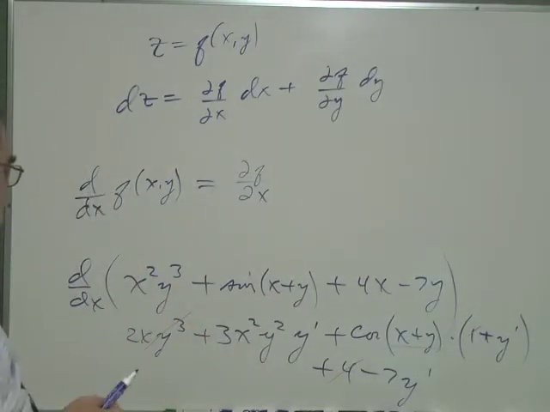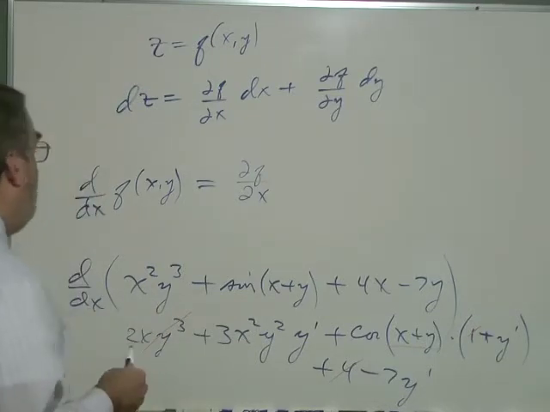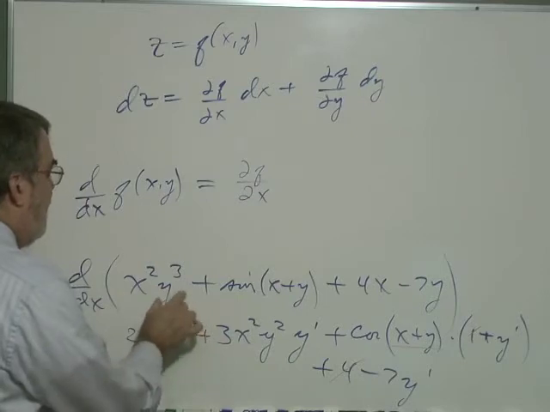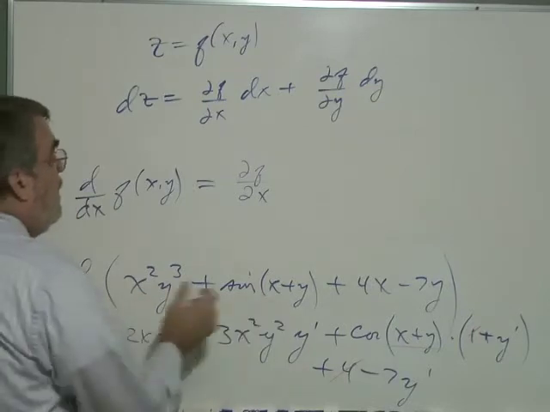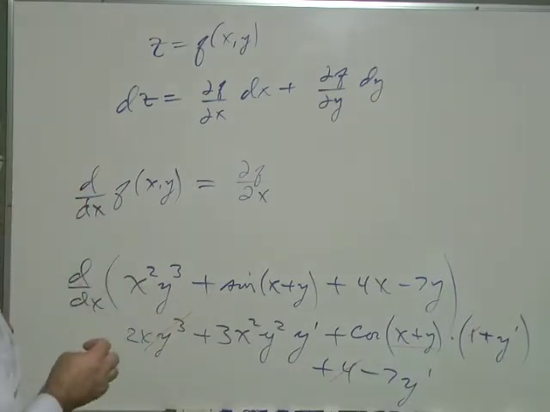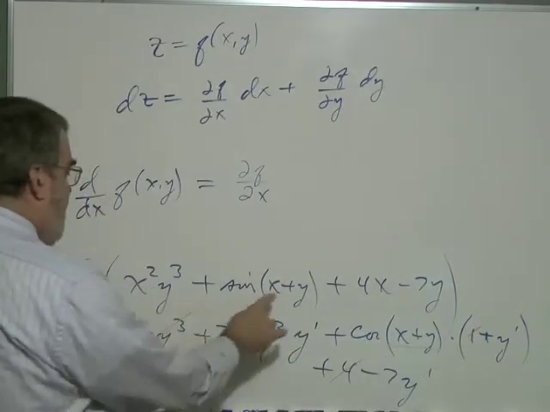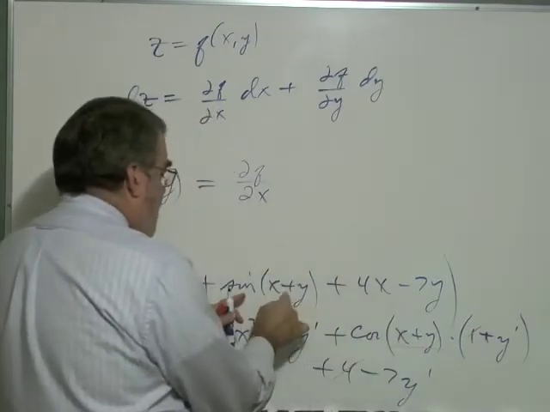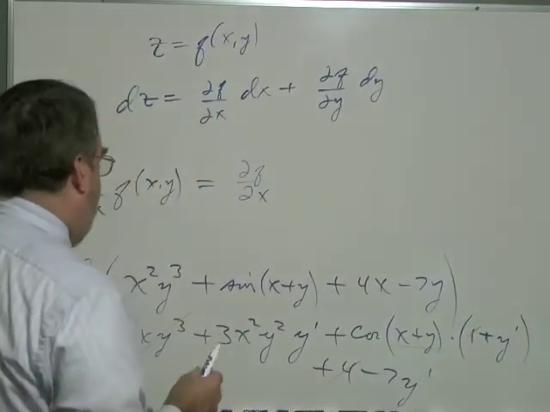And then the next thing we do is we also take the derivative of terms with y's in them. And so in here it manifested as a product rule. So I had plus the derivative of y cubed, which is 3y squared times x squared and then y prime. And then this over here, this derivative with respect to x, accounting for the y, is the cosine of x plus y times 1 plus y prime. So here's the y prime. And then here's the ordinary derivative, 7y prime.